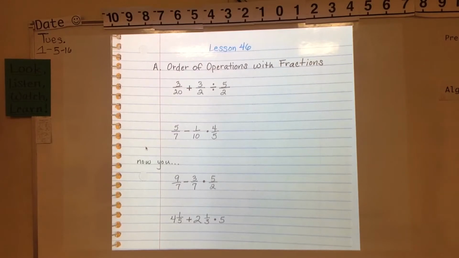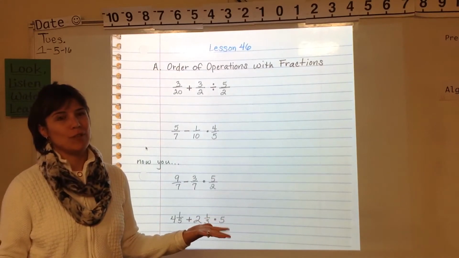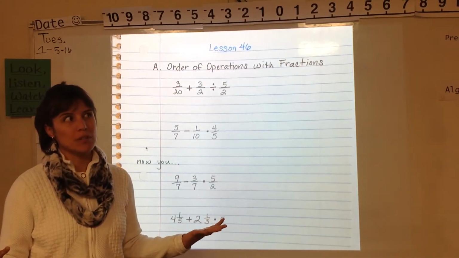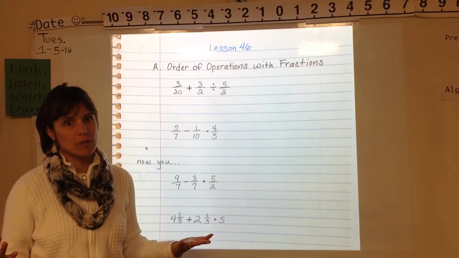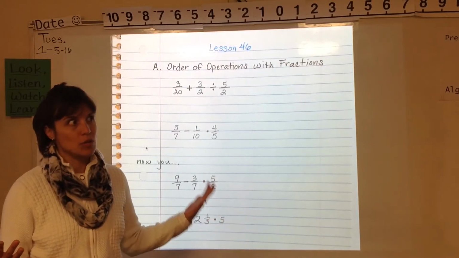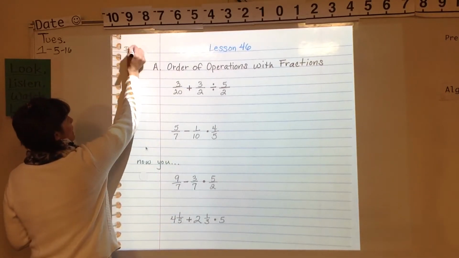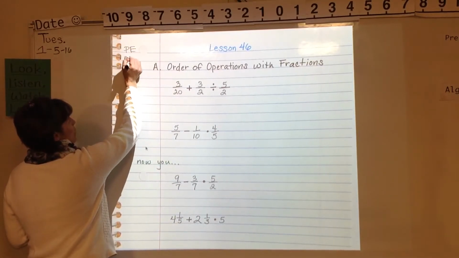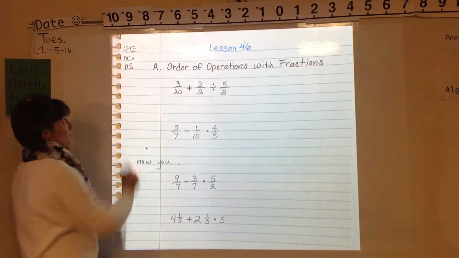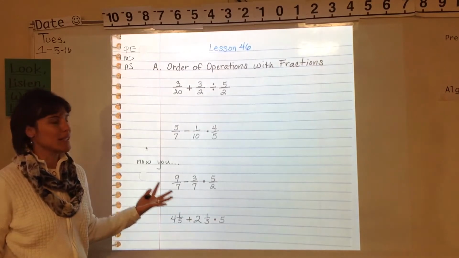Here we go, lesson 46. Order of operations with fractions. If you can do order of operations with whole numbers and decimals, you should be able to do order of operations with fractions. You still follow Please Excuse My Dear Aunt Sally: parentheses, exponents, then multiplies and divides, then all the adds and subtracts. The order is never going to change no matter what.